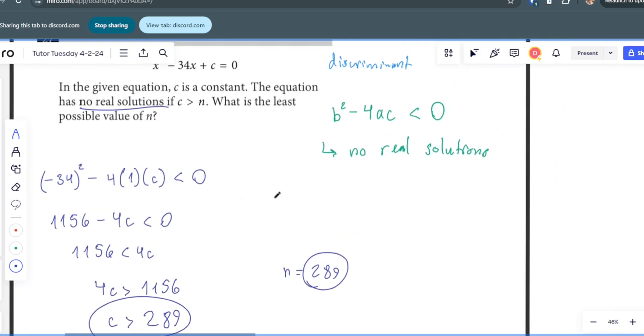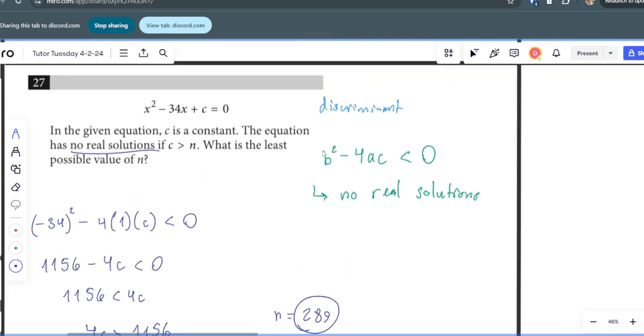And why did I set it less than 0? We know that if this part is less than 0, this is called the discriminant. It's the part of the quadratic formula that is under the square root. And if this is less than 0, then that square root can't evaluate to a real number. So there's no possibility of real solutions, specifically if you set this less than 0.